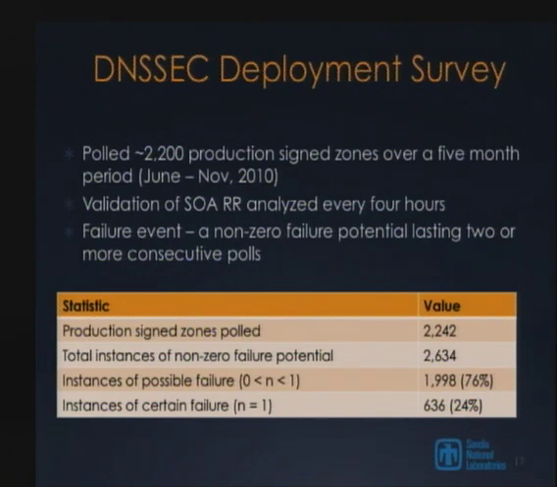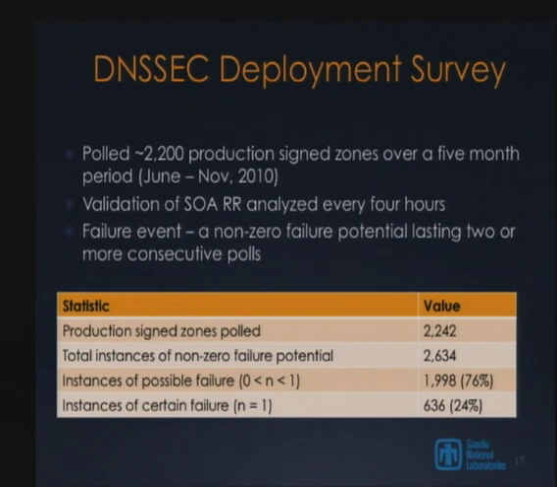Okay, so we did some analysis over a period of about 5 months, and we looked at about 2,200 production signed zones. Now there are more zones signed than this, by the way. This was a sample of data that we did. So over this 5-month period, what we did was we polled each zone about 6 times daily, looking at the zone and specifically looking at the SOA record for the zone, the start of authority record, and then tracing that up to a trust anchor.